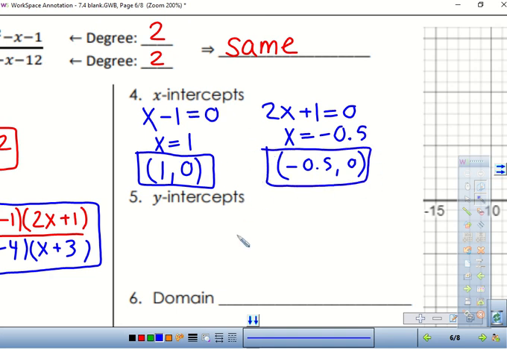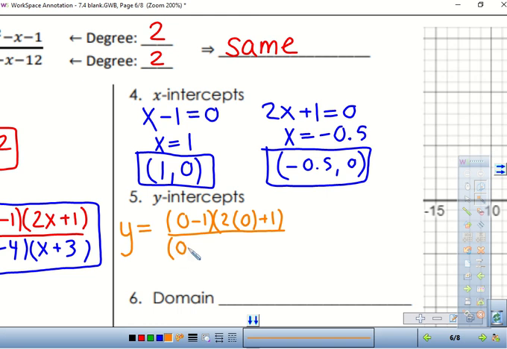And then for y-intercepts, to find a y-intercept, you take the entire equation and replace all of the x's with 0. You can use the factored or non-factored form. They will give you the same answer. Just for the sake of time and space, I'm going to do the math for you here because I know you're all capable of that. That comes out to be y equals 1/12, meaning that the y-intercept is (0, 1/12).